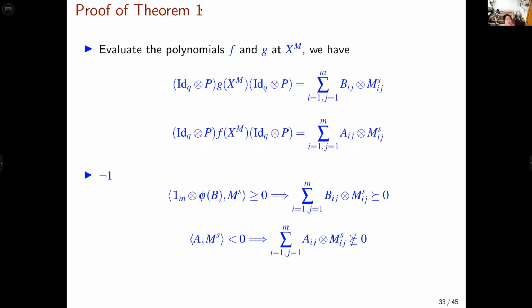And then evaluate the polynomials F and G at the special matrix vector Xi. Then we have the following two equations. And these two equations are equivalent to the negation of condition 1. So the proof is established.